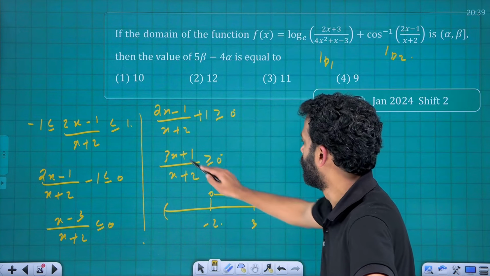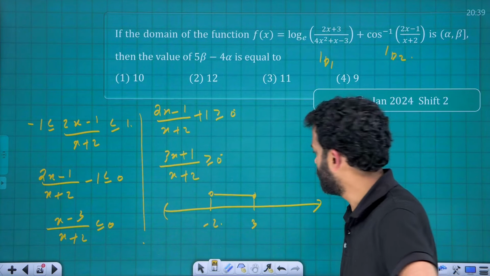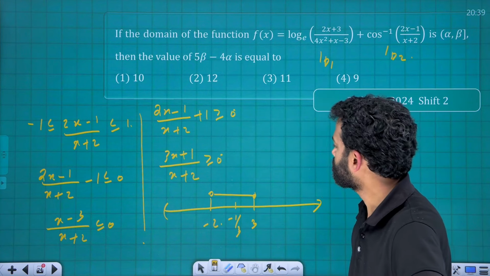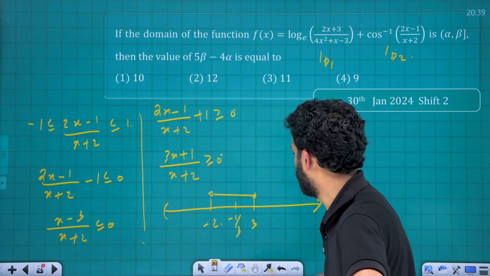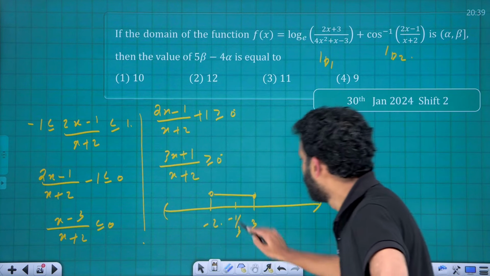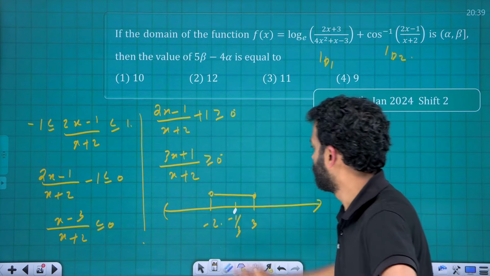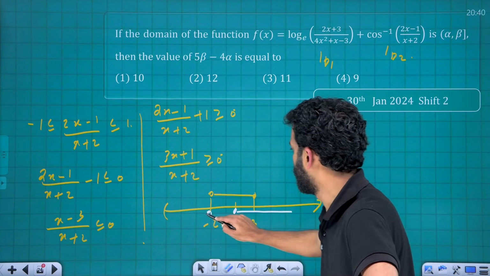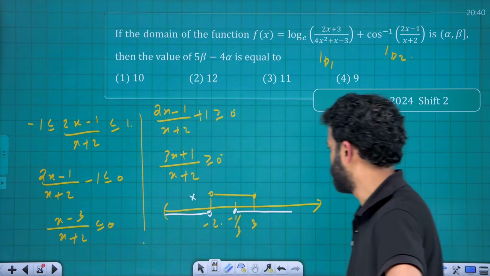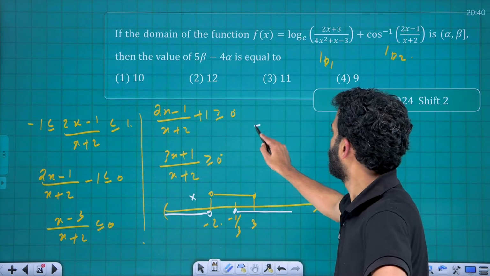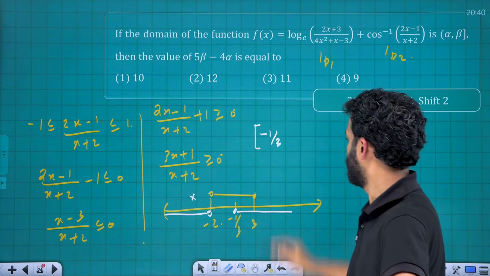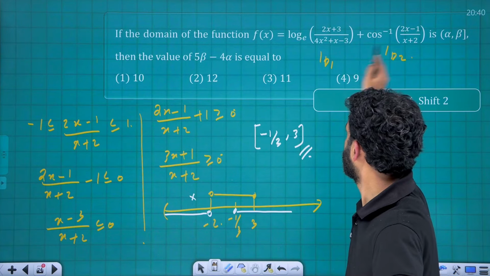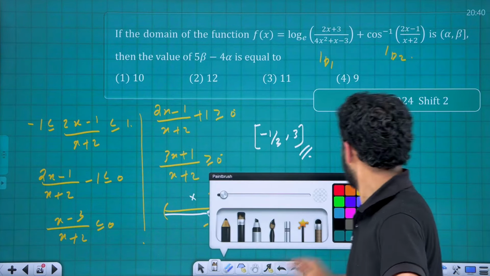So the next one, minus 1 by 3, right? Minus 1 by 3, I think it will lie between this and this. Minus 1 by 3 we can consider, minus 2 we cannot consider. It should be greater than or equal to 0, therefore it will be like this, here and here. This we don't have to give much attention to. So, this will be closed interval minus 1 by 3 to 3. Okay, so this is what the domain D2 is. I hope you are getting the idea here.